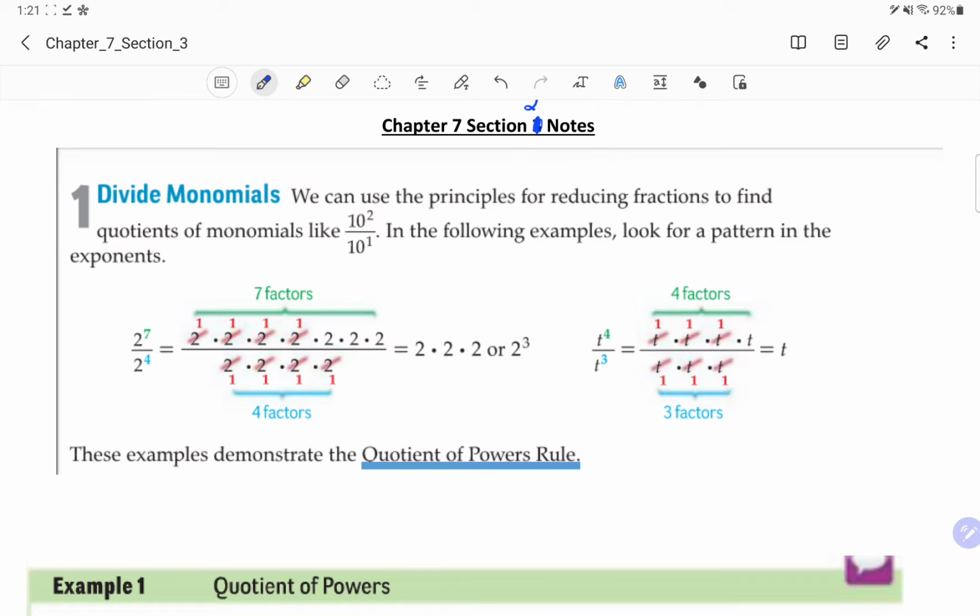power to power rule, so our power of product and our power of a power rule. We're going to add on 2 more rules today. So we have the quotient of power rules. Okay, and you can see this one kind of described here.